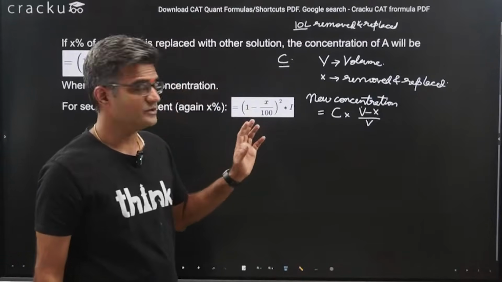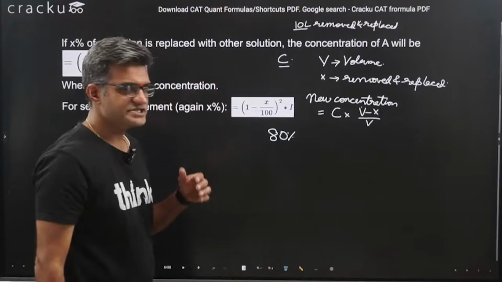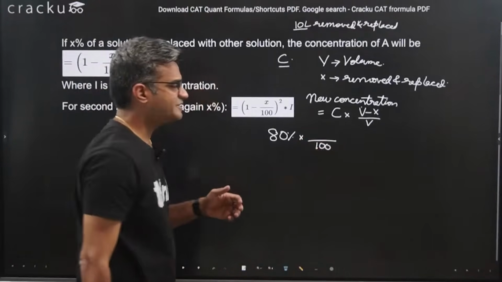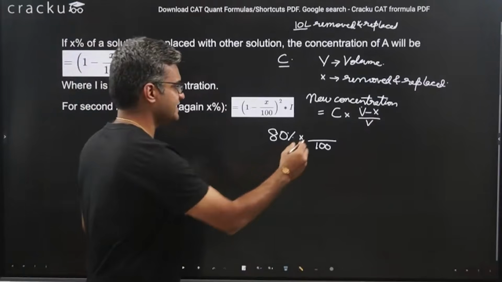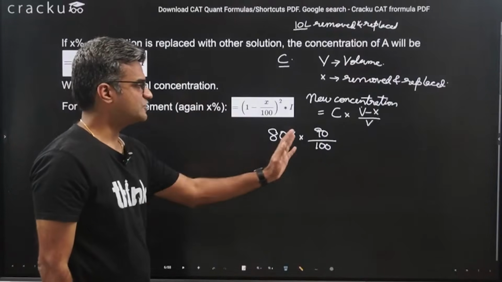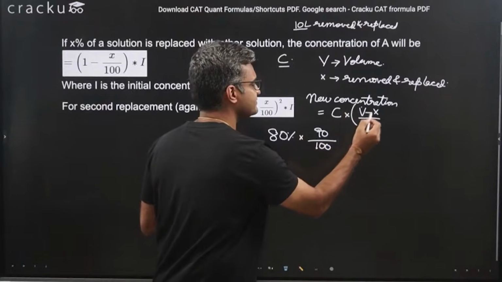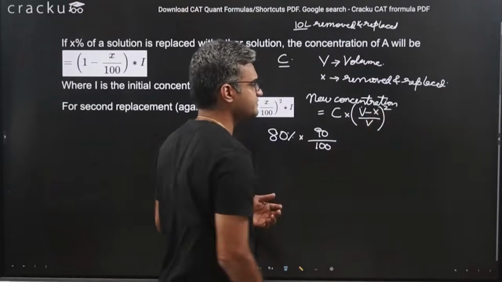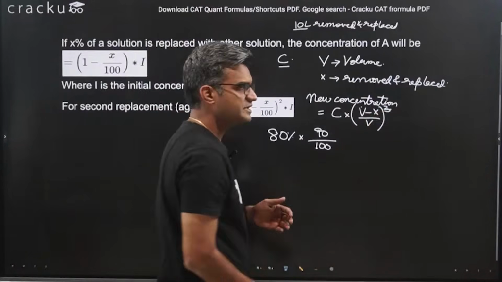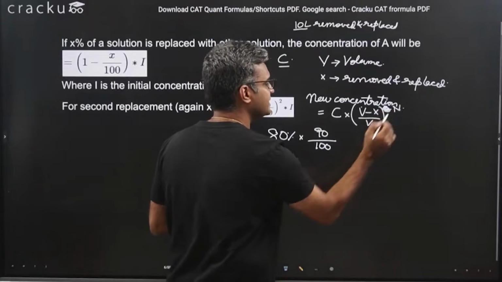In the earlier scenario, the original concentration was 80%. The original volume was 100 liters. And the volume that was removed is 10. So 100 minus 10 is 90. So if this procedure happens one time, the new concentration is 80% into 90 by 100. If this procedure repeats the second time, the new concentration will be C into V minus X by V whole square. If this process happens 3 times, it will be C into V minus X by V whole cube. If it happens n times, the new concentration will be C into V minus X by V whole to the power n.